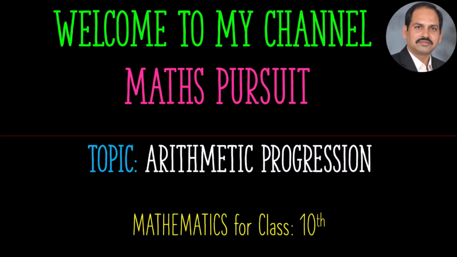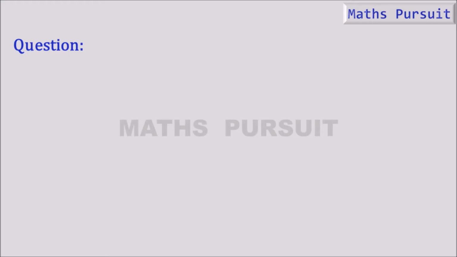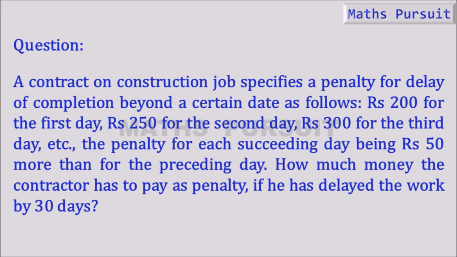Today under the topic arithmetic progression, let's see what exactly is given in the question. It is given that a contract on construction job specifies a penalty for delay of completion beyond a certain date as follows. Rupees 200 for the first day, rupees 250 for the second day, rupees 300 for the third day, etc. The penalty for each succeeding day being rupees 50 more than for the preceding day. How much money the contractor has to pay as penalty if he has delayed the work by 30 days.